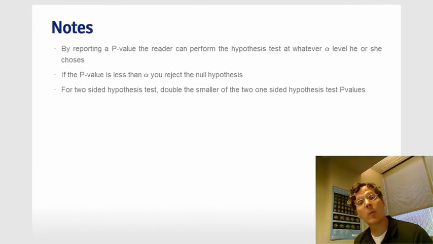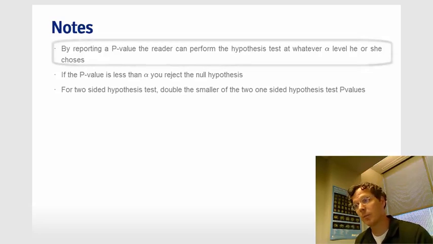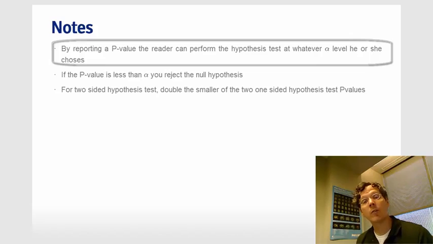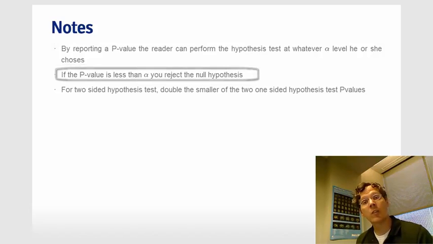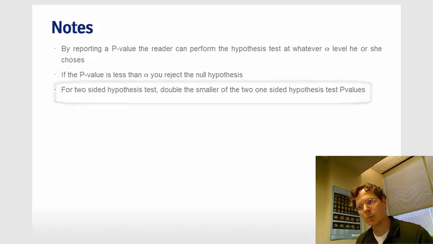Let's reiterate some of the points we made on the previous slide. By reporting a p-value, your reader, or whoever you're giving the p-value to, can perform the hypothesis test at whatever alpha level he or she chooses to. The simple rule is, if the p-value is less than the alpha level, then you reject the null hypothesis. If the p-value is greater than it, then you fail to reject.